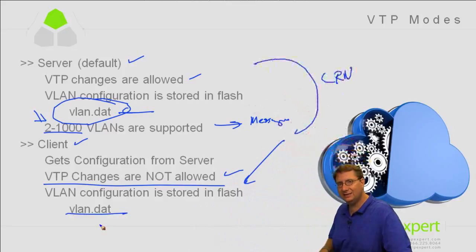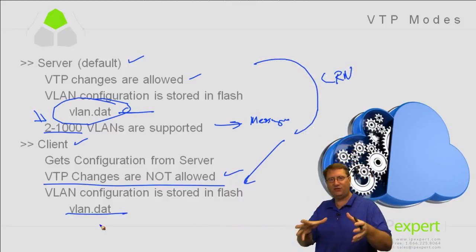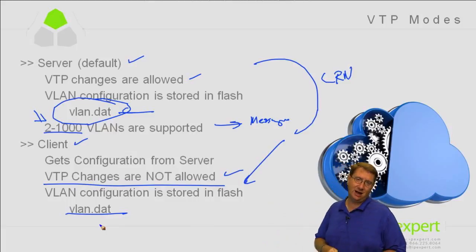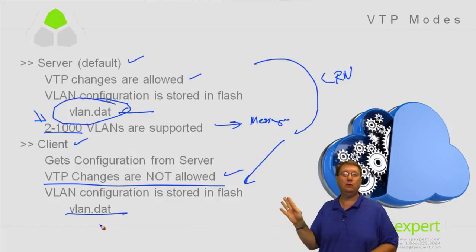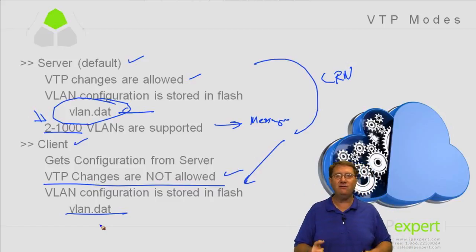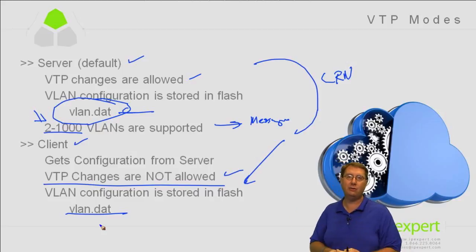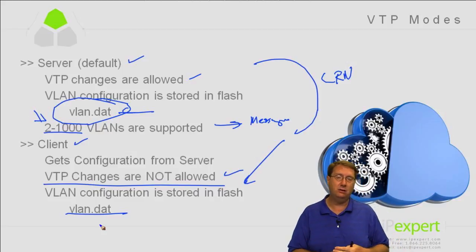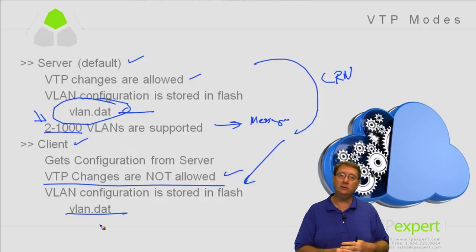Now, the reason I'm saying this is that if I erase my configuration and I reload my device, if I've left this vlan.dat file in the system, it will reload it. Which means I'm going to erase my running configuration. However, my VLAN database will be repatriated to my running configuration, or to my NVRAM, my RAM. It's going to be loaded up into running memory.